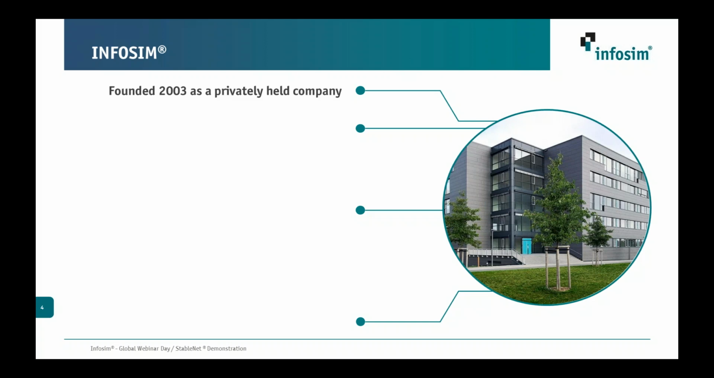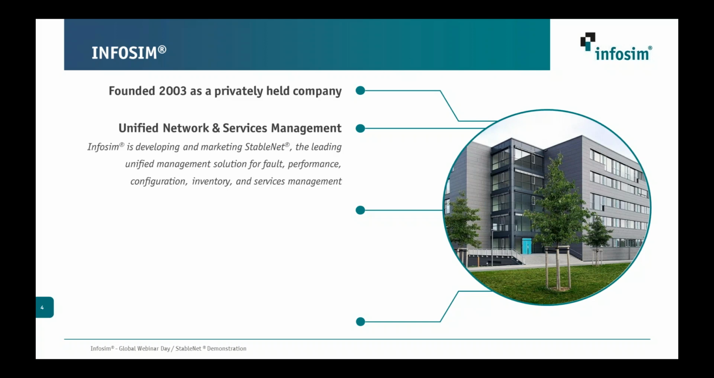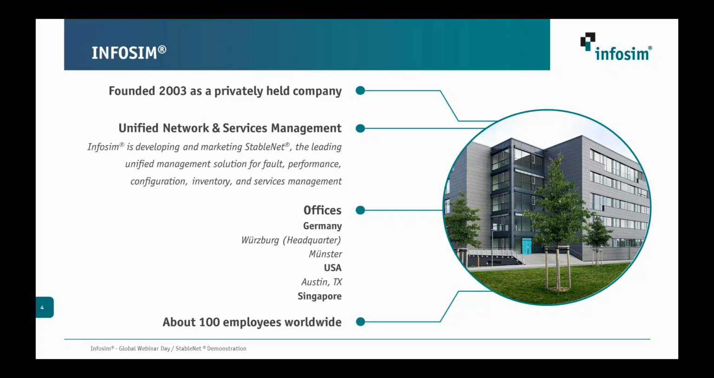Before I start with the agenda, I want to give you a little background information about our company. Infosim was founded in 2003 as a project spin-off from the University of Würzburg. We are a privately owned company servicing customers worldwide. Our main product is a unified network and service management solution called StableNet. Our headquarters is in Würzburg, Germany, and this is also where all the development takes place. We also have offices in Singapore and Austin, Texas, so around 100 employees worldwide. And as you can see, we have moved last month into a new building to give us more space to expand.